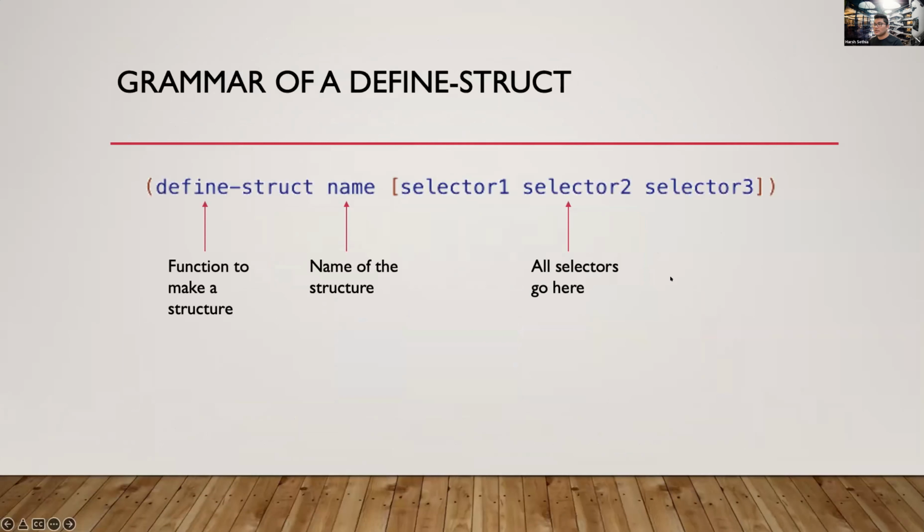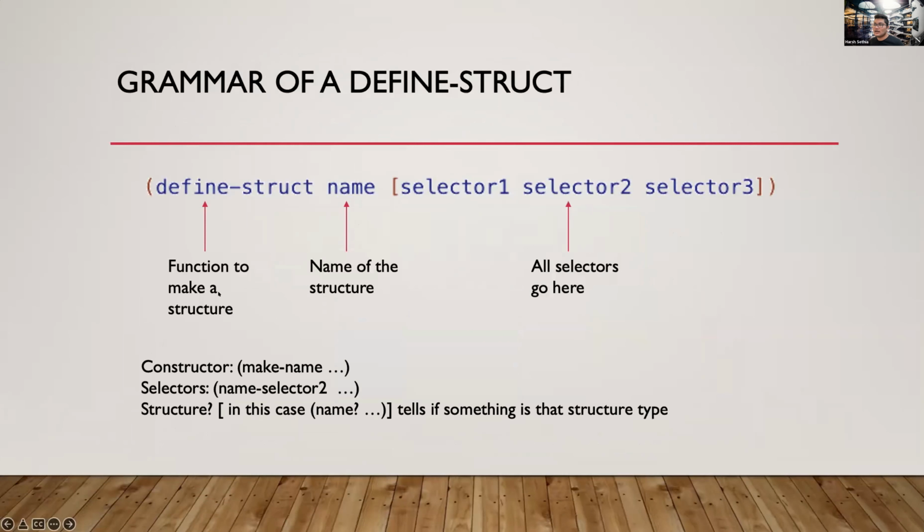So just to recap, the structure has a define-struct, which is a function to make a structure. It has a given name. It has different fields that we can also call selectors. Once you make a specific structure, you get a constructor which makes an instance of a given structure. Selectors are able to remove these specific fields out of a given structure, and the name followed by a question mark can specifically help you see if something is a type of a structure or not.